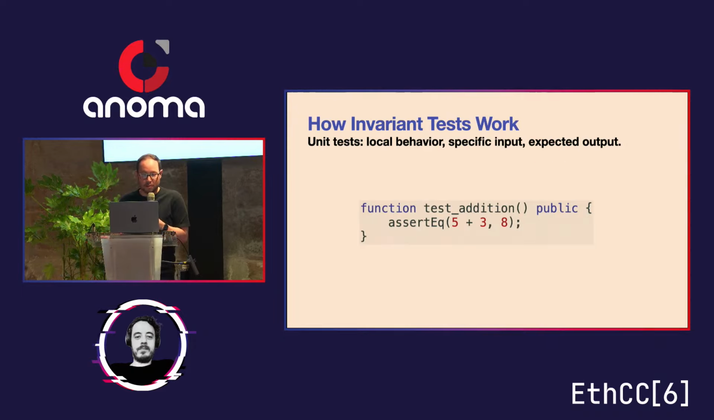So here's an example of a unit test. You can see we're testing addition. In a unit test, we're typically testing local behavior with a specific input and a specific output. So in this example, 5 plus 3 equals 8. We're usually testing one component, choosing specific concrete inputs, and usually focusing on a specific function and specific behavior.